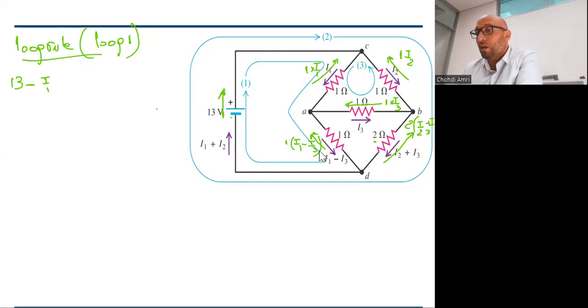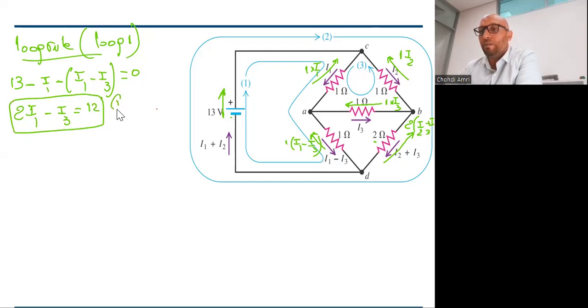Then it's going through the 1 ohm resistor, so it's minus I1 minus I3 equals 0. So we will write here 2 I1 minus I3 equals 12. This is equation number 1 from loop number 1.